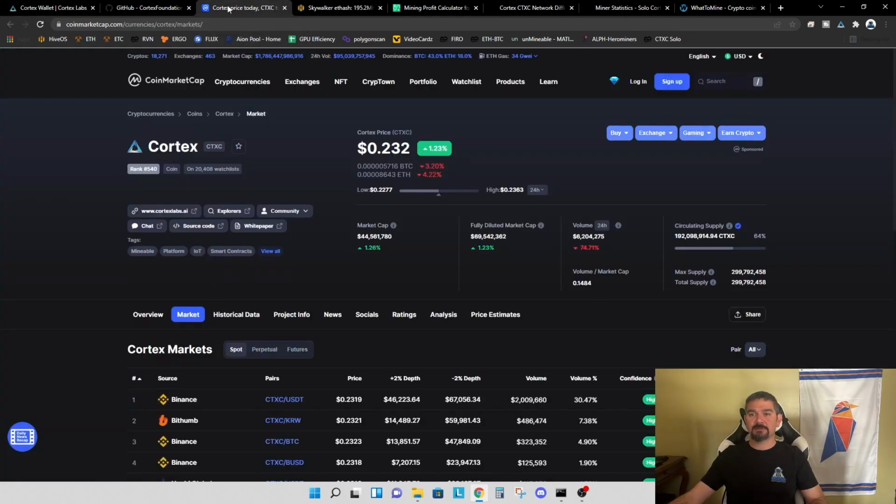All right, let's now jump over to CoinMarketCap and take a look at Cortex. Today is March 16th, 2022. The price of Cortex is currently 23 cents, up 1.23% for the day.